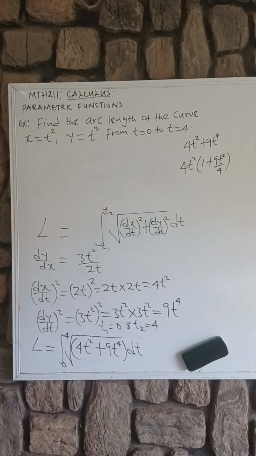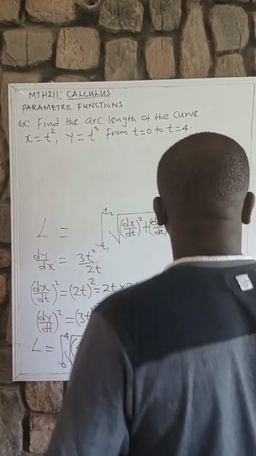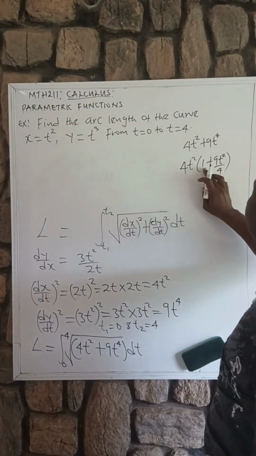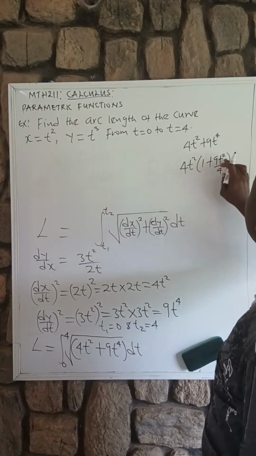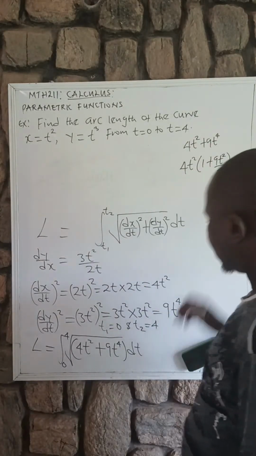Look at the board. Look at the board very well. It means if you use this to multiply this, you get this. You use this to multiply this, you still get back this. True or false?